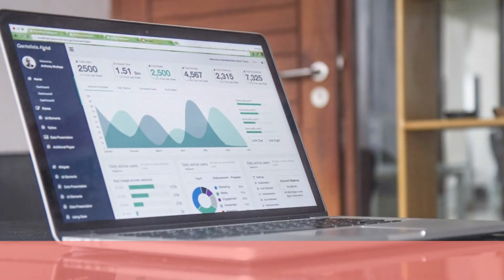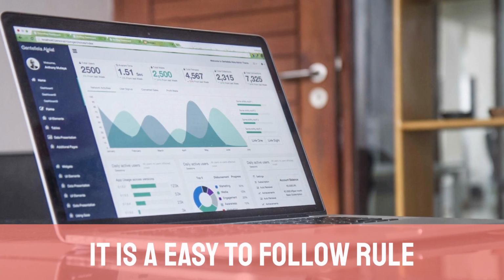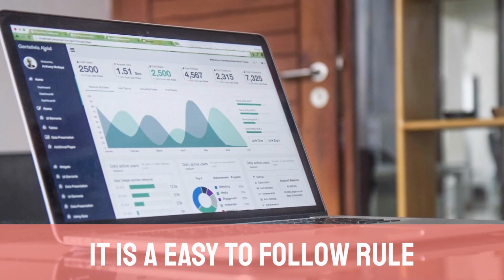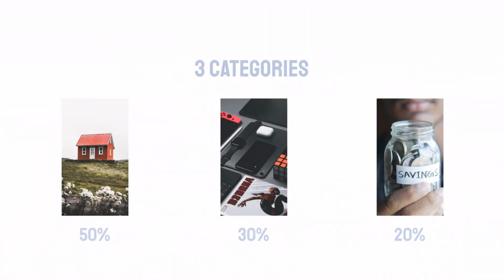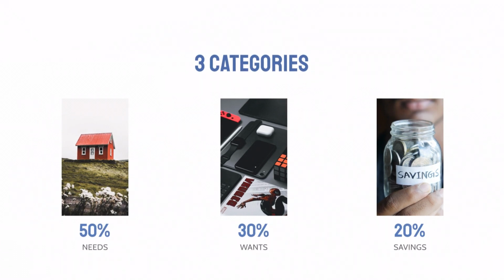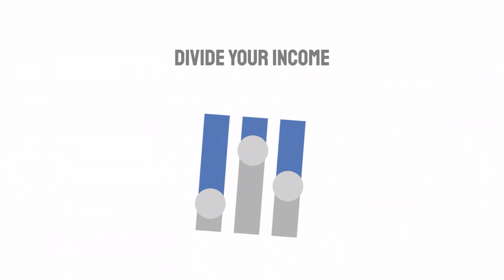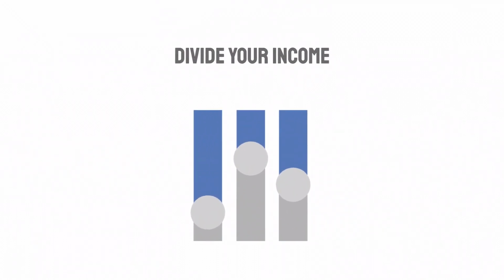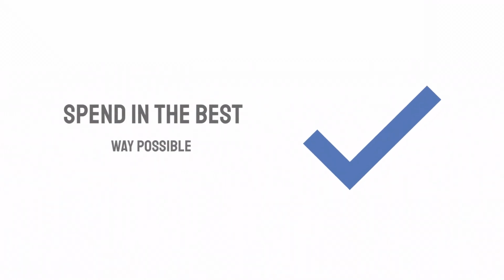The 50-30-20 rule suggests to allocate your income into three main categories: 50% for needs, 30% for wants, and 20% for savings. This rule is based on the idea that your income should be divided into different categories, making sure that you're spending your money in the most efficient way possible.